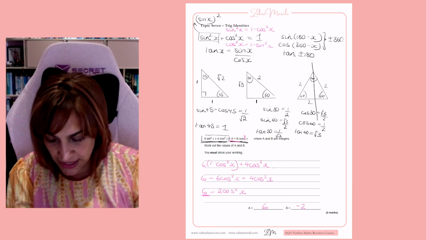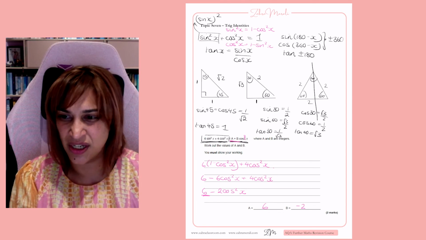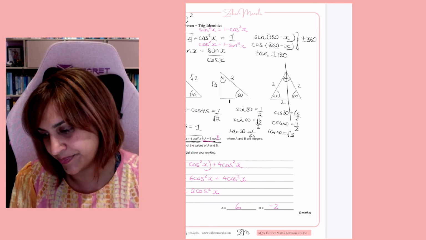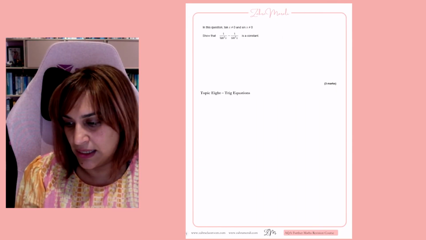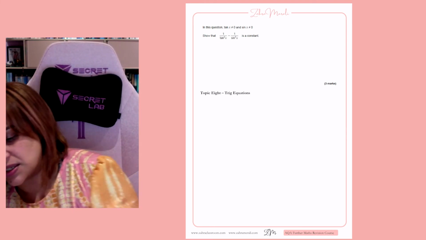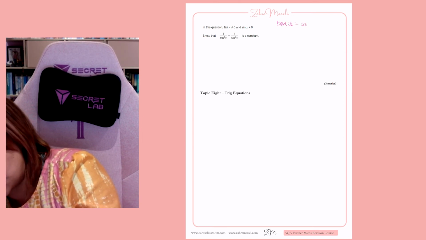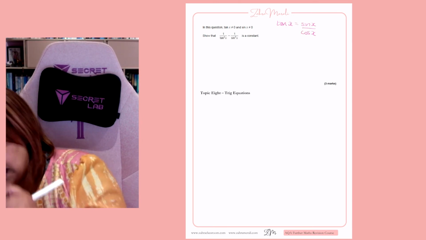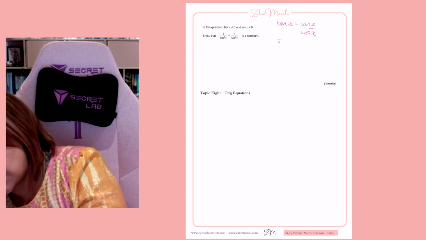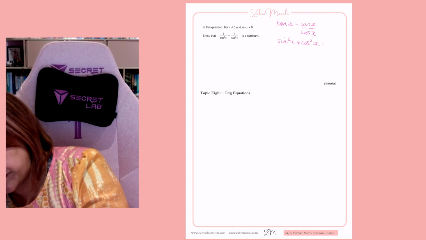So that's your first type of question, which is an equivalent question where you're matching things up. Now we've got to show that, and again, try to make everything into sines and cosines. We know that tan x is sine x over cos x. And then we also know that sine squared x plus cos squared x equals 1.